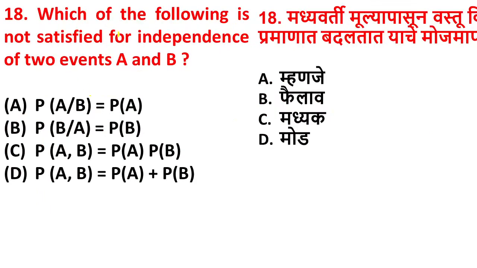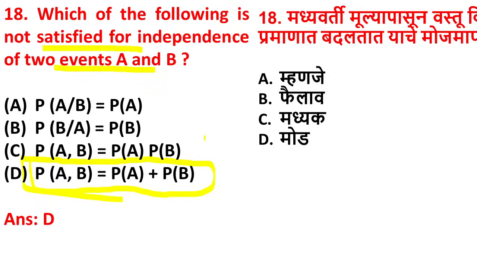Question number 18. Which of the following is not satisfied for independence of two events A and B? Four options are given here. The right answer is option D. P of A comma B is equal to P of A plus P of B. So this is not satisfied for independence of two events.